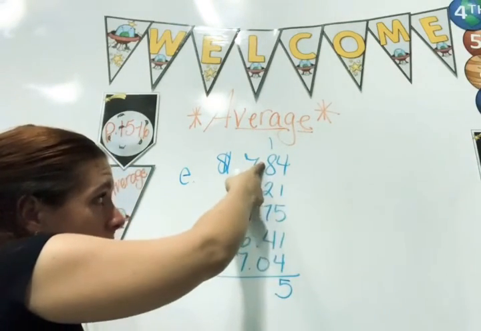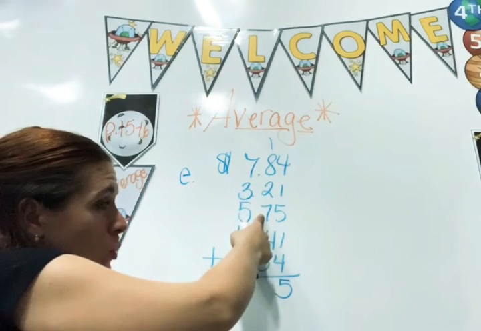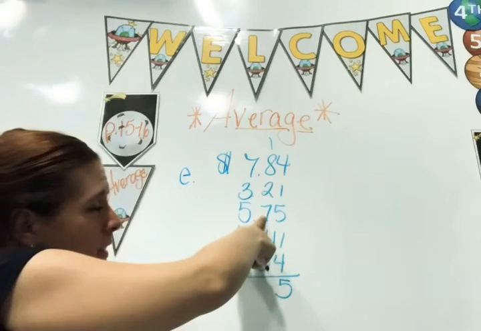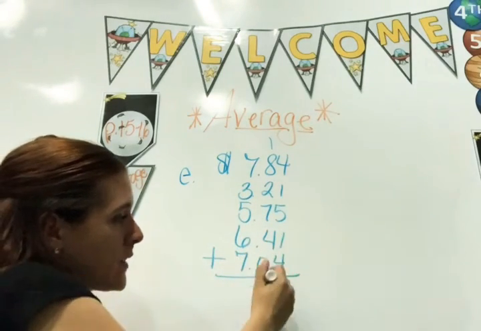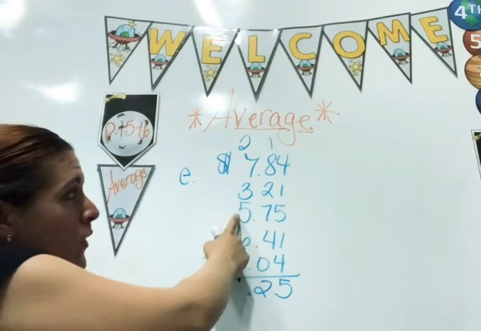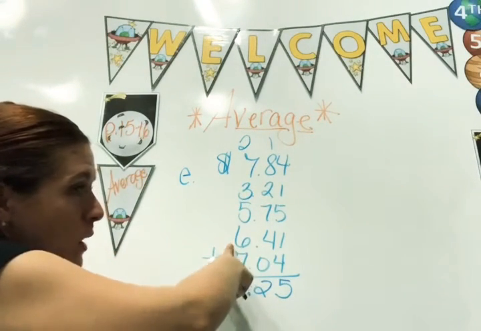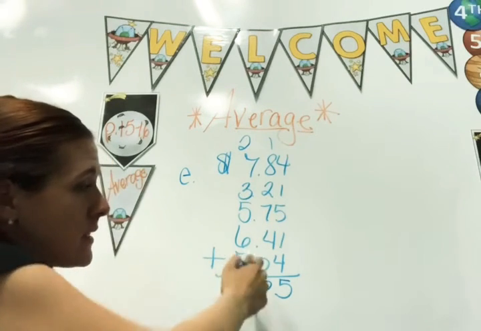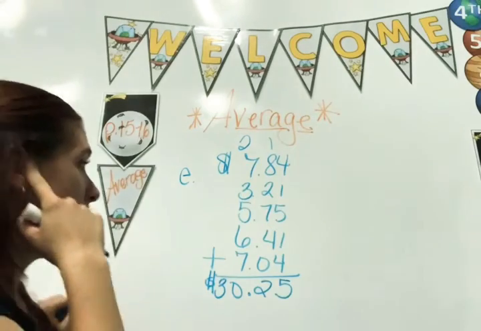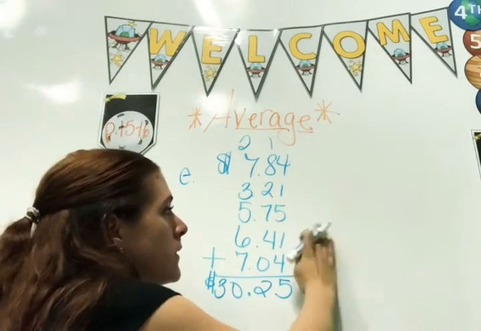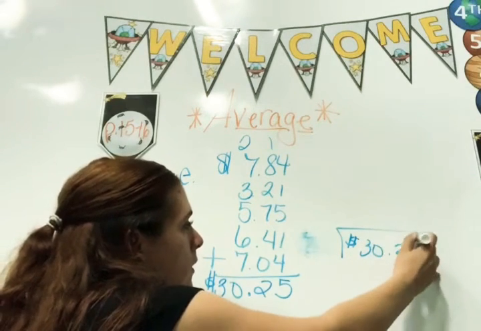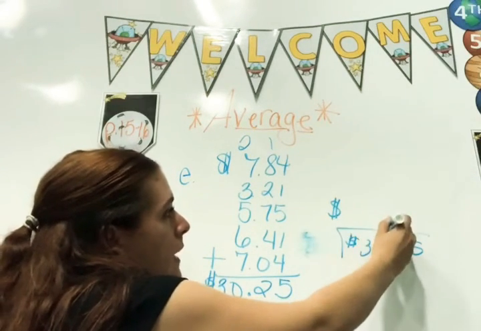Next column: 1, 8 is 9, 9, 2 is 11, 11, 2 is 13... 18, 18 plus 4 is 22. Then 2 and 7 is 9, 9 and 3 is 12, 12 and 5 is 17, 17 and 6 is 23, 23 plus 7 is 30. Okay, then you're going to divide. 30 dollars and 25 cents. You point your dollar sign and your punto.